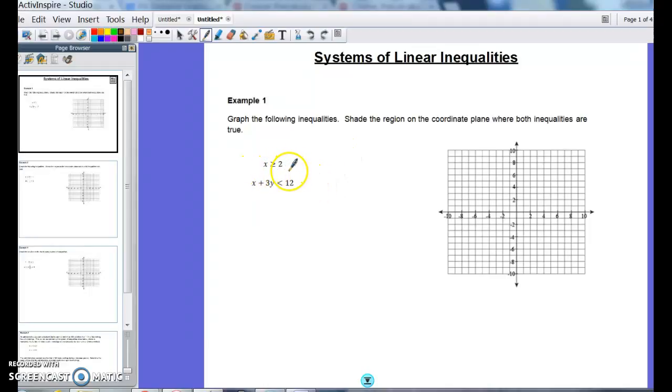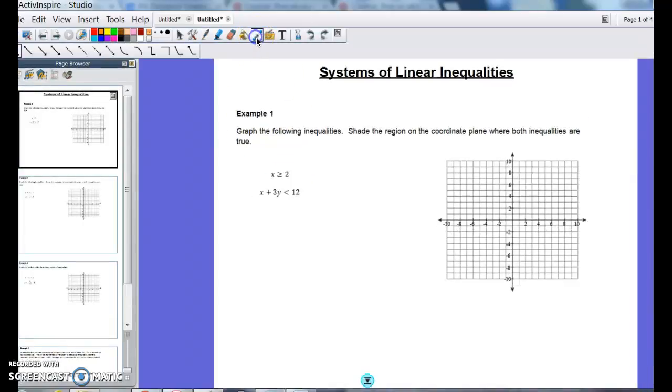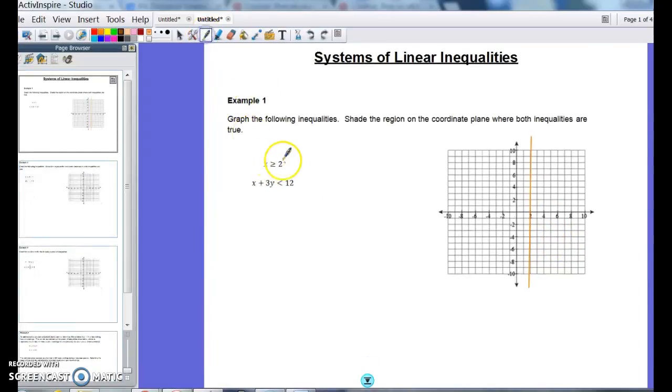X is greater than or equal to 2. Now, when you just have an x in here, and there is no y, that would just be a vertical line at 2. So I'm going to go ahead and draw a vertical line at 2. And the reason it's a solid line is because it's greater than or equal to. If it was just greater than, then that would be a dotted line, but since it's greater than or equal to, it's a solid line.